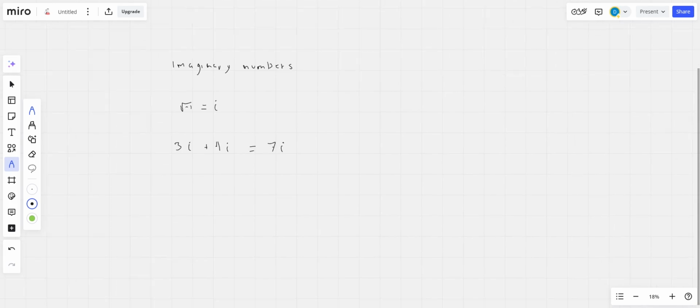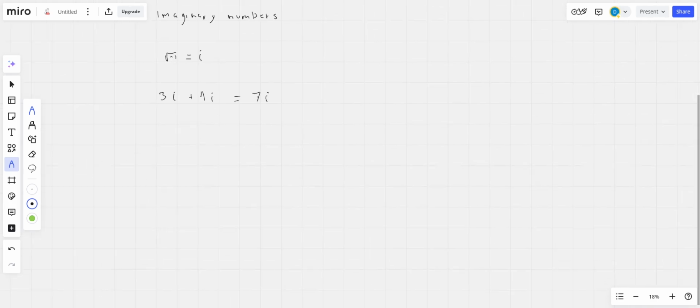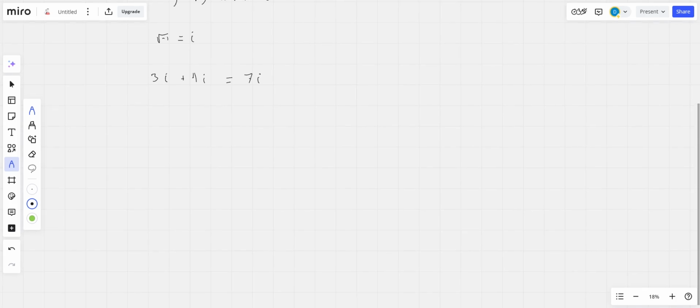Now, with this type of number, you can do all of the operations that you can do with real numbers. You can add them up to each other. You can multiply them. For example, 2 times 3i is going to be equal to 6i.